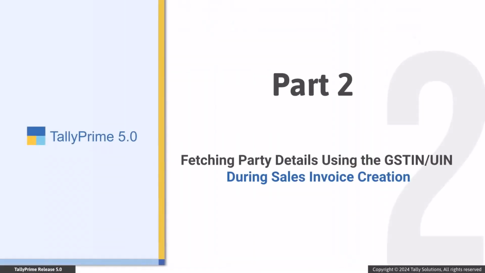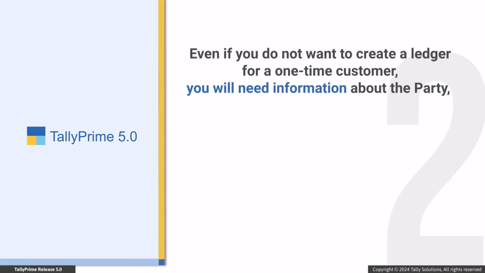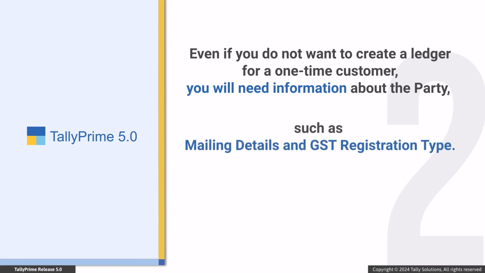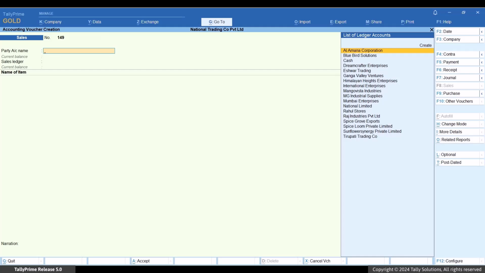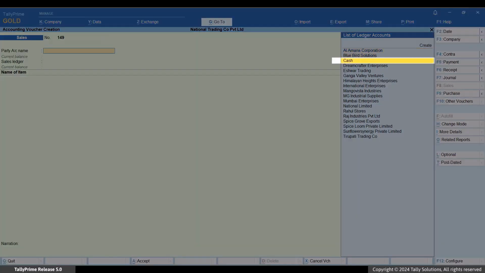Now, let's see how to use this facility in a sales invoice. Consider that you are selling a set of stock items or a service to a walk-in customer, and the customer is going to pay the amount in cash as they are a one-time customer. So, you might not want to create a ledger for them. However, for uploading and filing GST returns, you need all the information about the party, such as their mailing details, GST registration type, and others. In such a case, you can create a sales invoice under the cash ledger.